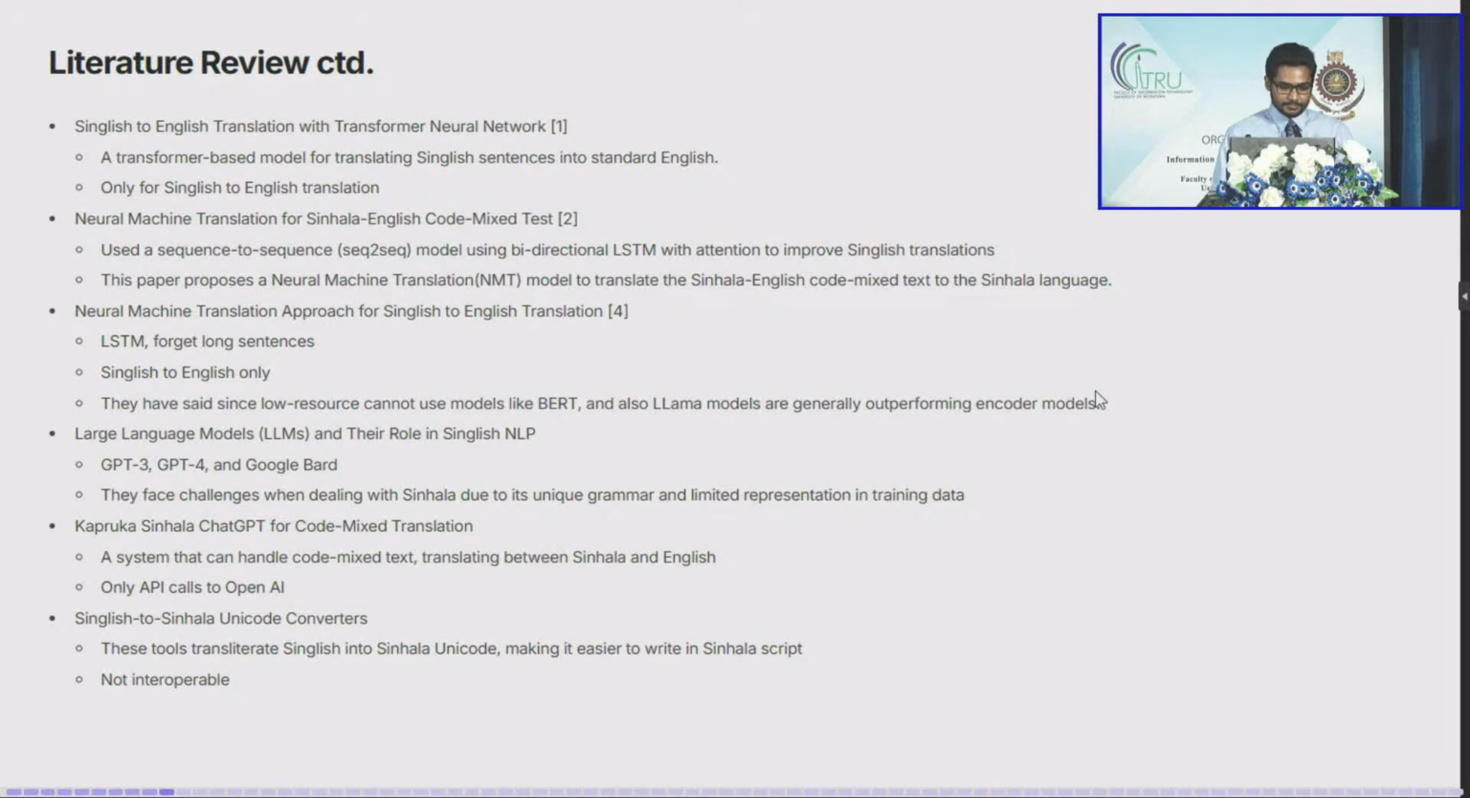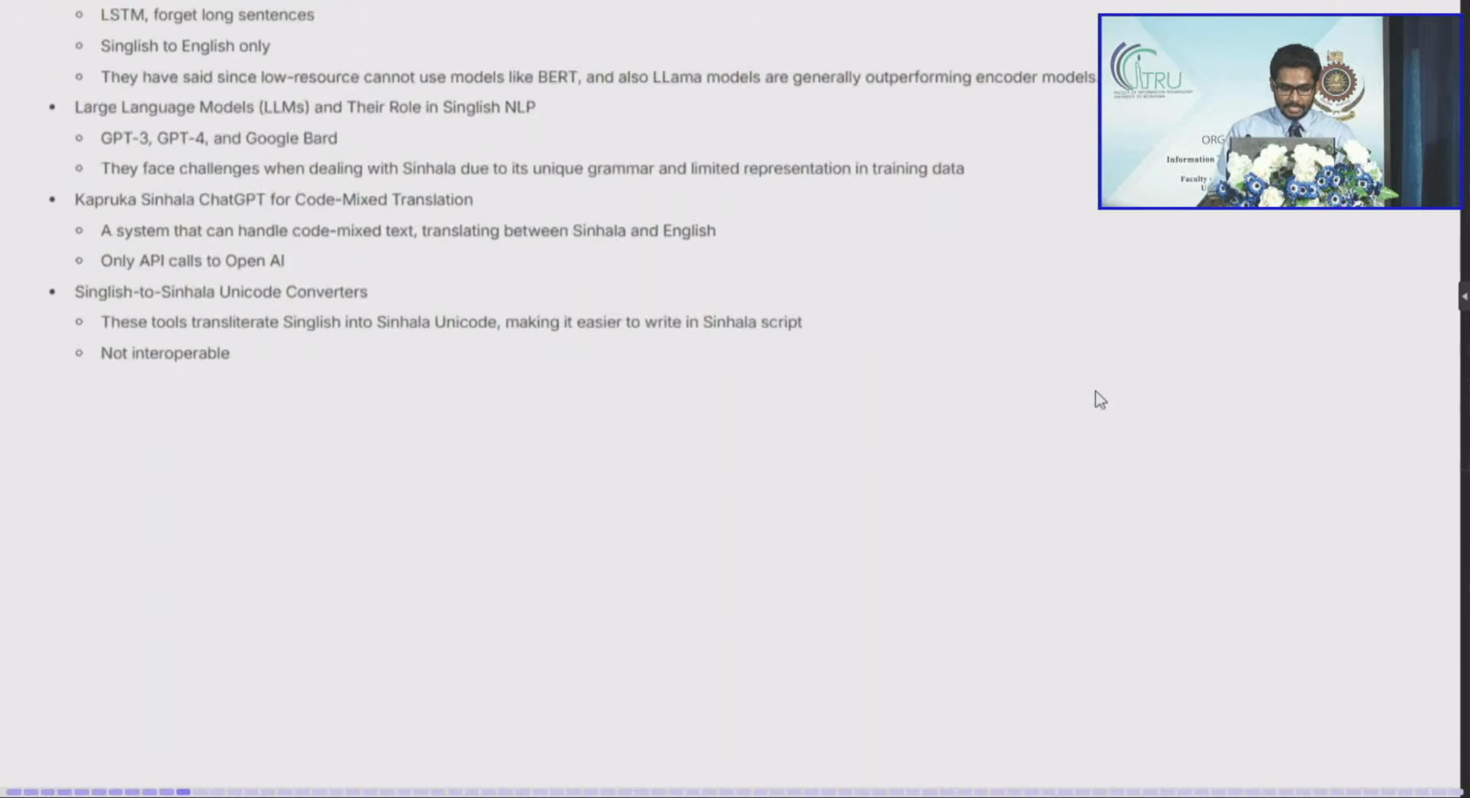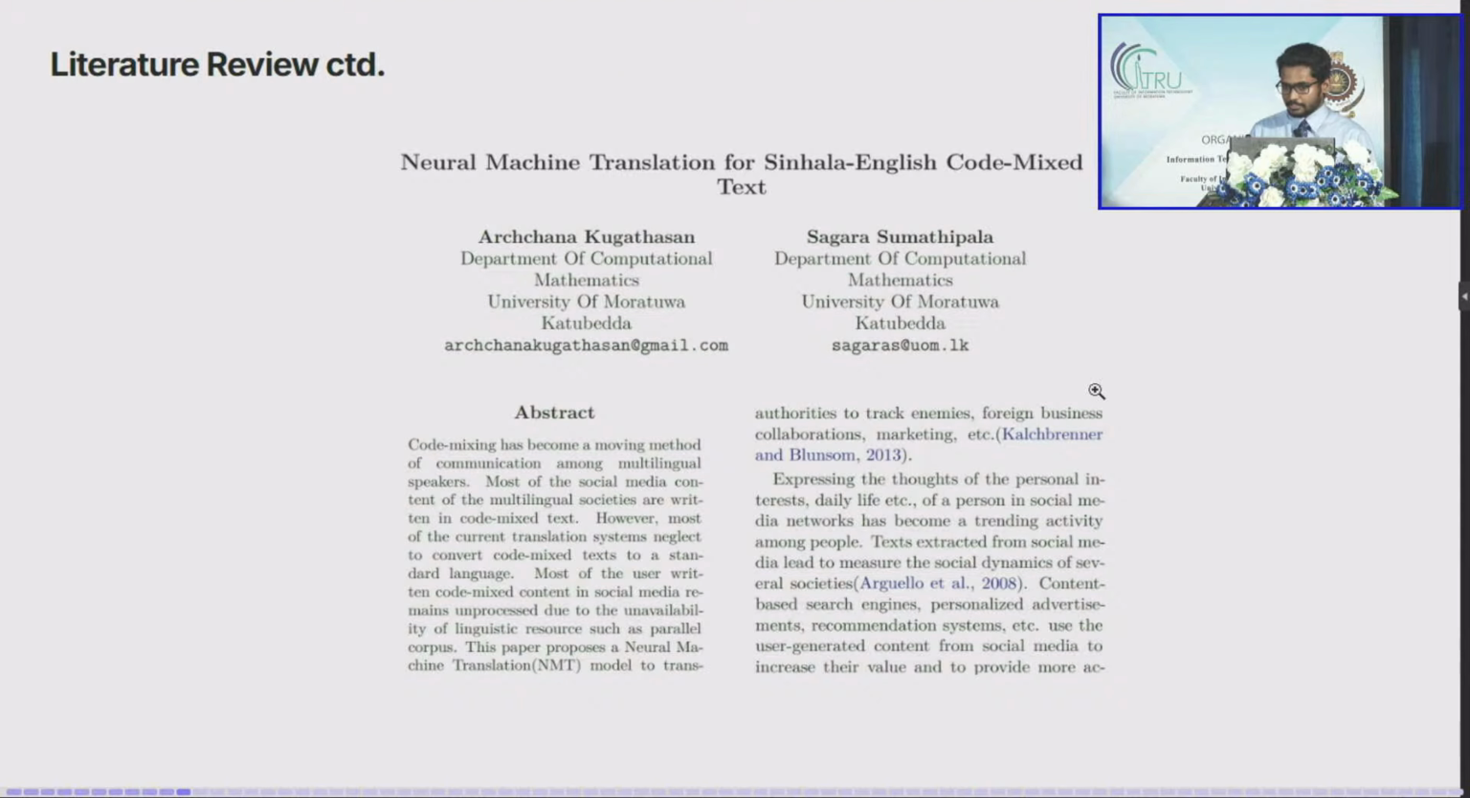Same for the neural machine translation approach for Singlish to English as well, because it's also using LSTM and also only supports Singlish to English. And we tried mainstream available models like ChatGPT, the OpenAI API, and also Anthropic Claude. They had some ability to process Singlish, but not in a way that is usable in a commercial manner.